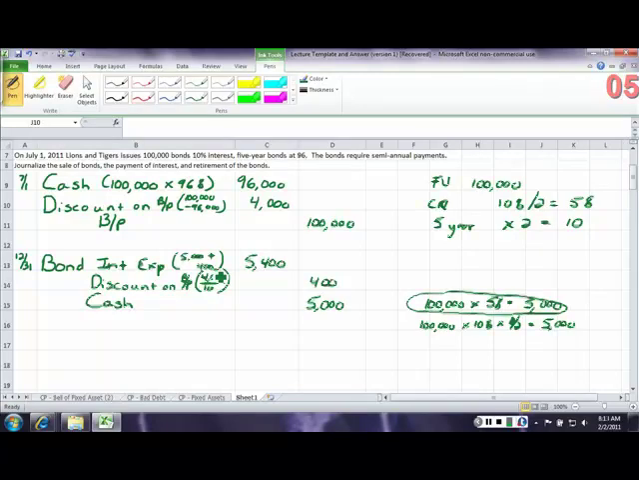Now we're going to make 10 entries just like this. When we redeem the bond way in the future, the discount is going to be gone. So we are just going to debit bonds payable for $100,000, and we're going to credit cash for $100,000 because we redeemed the bonds when they were fully mature.